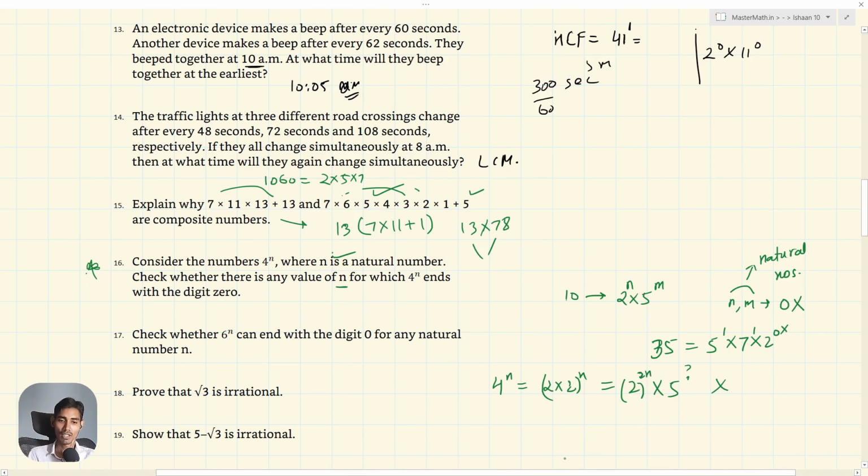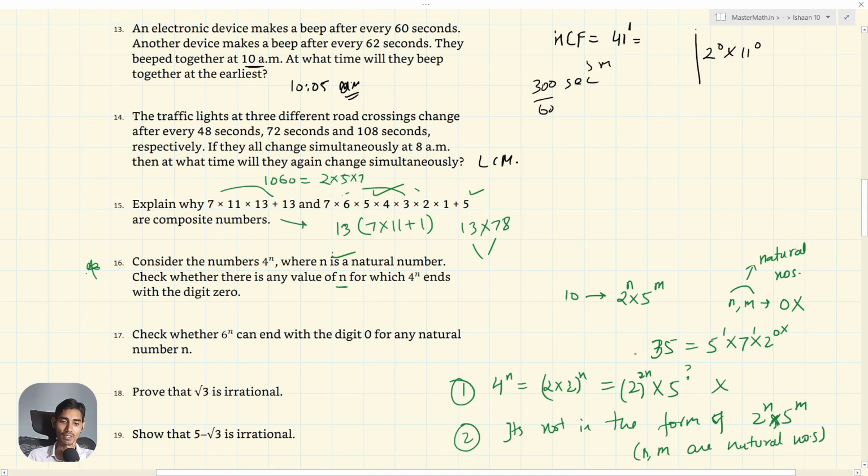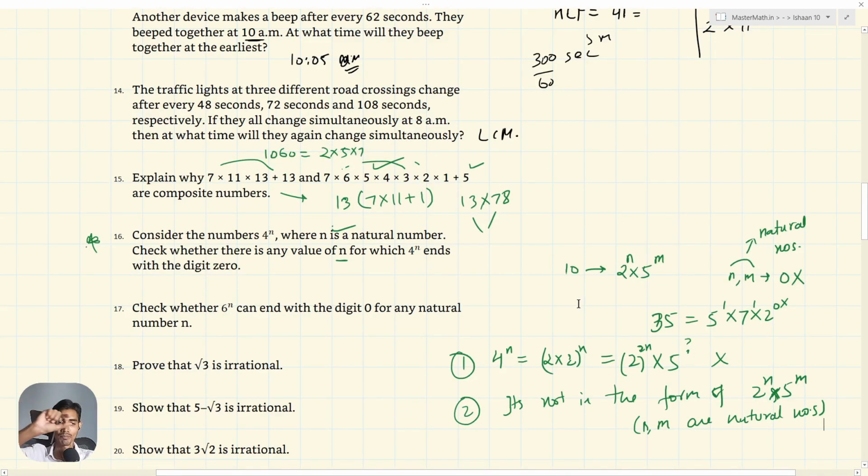Now, how to write this? First you write these steps, get the factors. Second thing, it's not in the form of 2 power n into 5 power m, and mention specifically n and m are natural numbers. This is how we have to write this complete thing. First, split the factors. Second line is this. Okay.